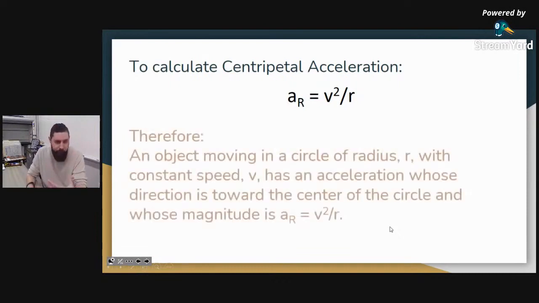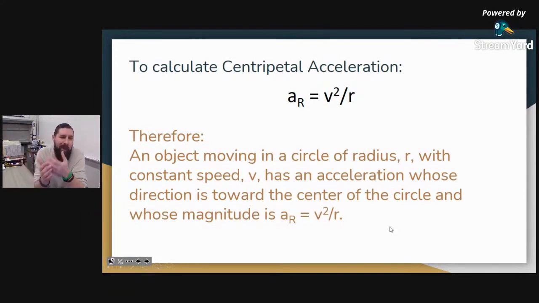What we get is this summation that says, if you've got an object moving in a circle of radius r with a constant speed v, it's going to have an acceleration whose direction is towards the center of the circle and whose magnitude is A sub r equals v squared per r.